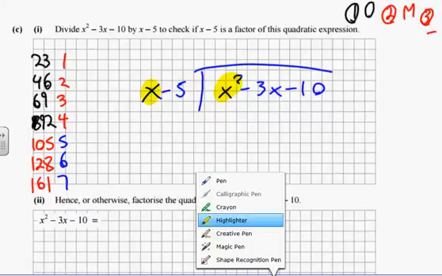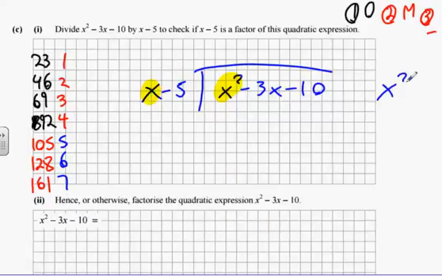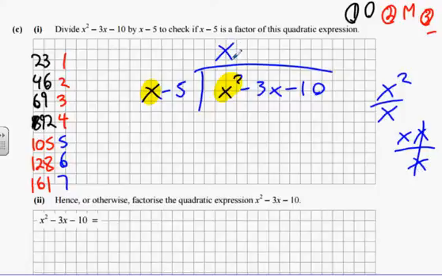X squared divided by x. Just x. It's x divided by x, which is x. We've divided. What's the next step? Multiply. X times x, x squared. X times minus 5, minus 5x. Next step after this.